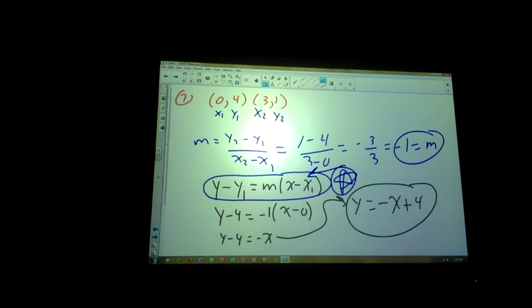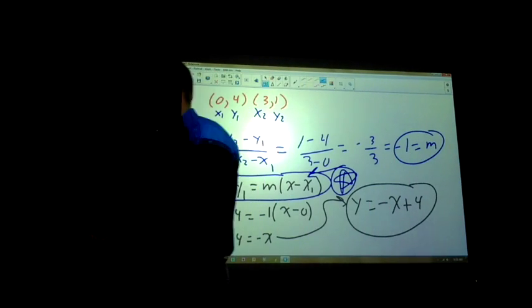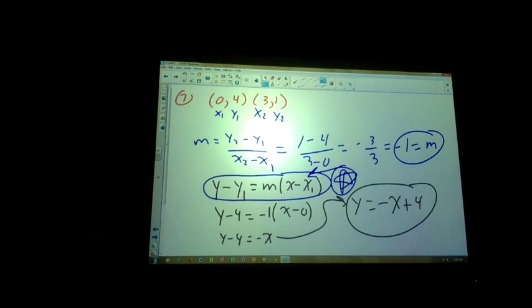Okay? 12 and 13, we want you to write the equation in slope-intercept form. Y equals mx plus b. Does anyone need to see 12 or 13? Again, this is doing all 3 steps up there. We okay with those?